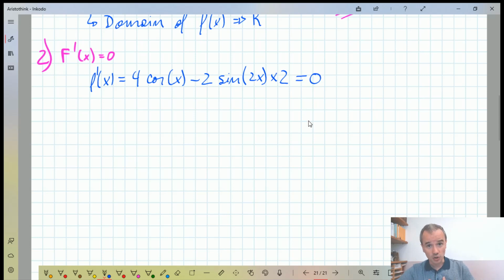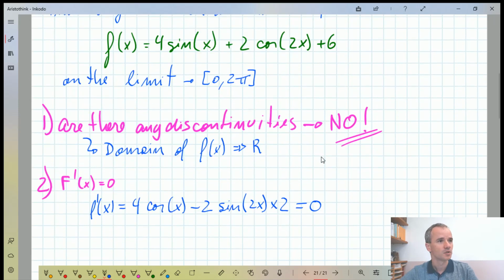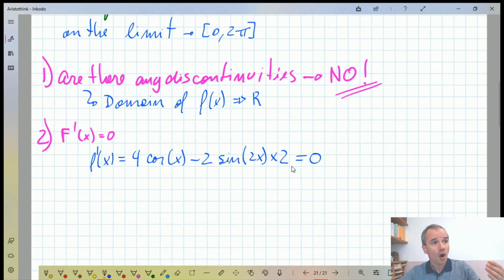Now, that must be 0, of course. We're trying to find those places in here, remember? We're trying to find those places. That means that it's only of interest to us when the derivative is going to be 0. So if this is the derivative, what values of x are going to make that become 0? Well, this is going to be 4 cosine of x minus 4 sine of 2x equals 0.